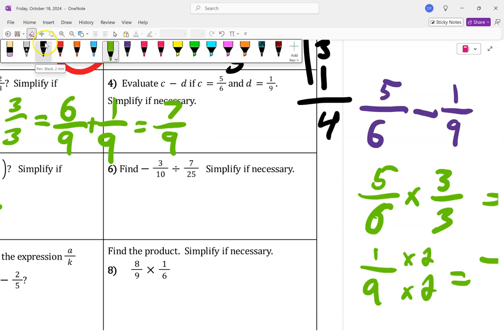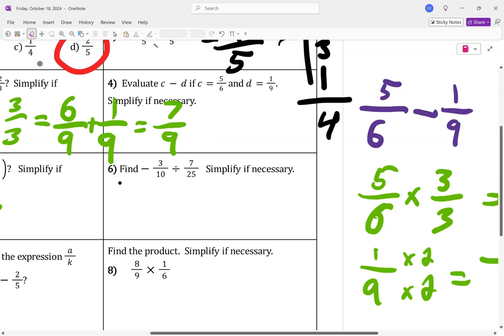Okay, so you can divide 10 and 25. So that'd be 2 and 5. So you have to divide it by 2, and then you multiply straight across. Wait. Say that again. So you have to multiply by the reciprocal. Oh, by the reciprocal. Okay, 3/10 times 25 over 7. There we go.